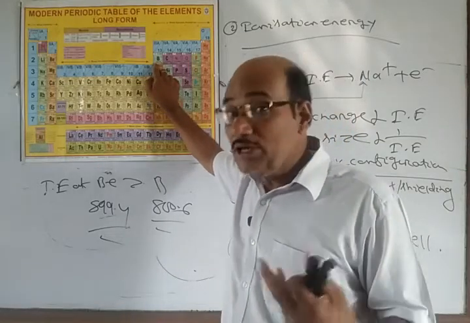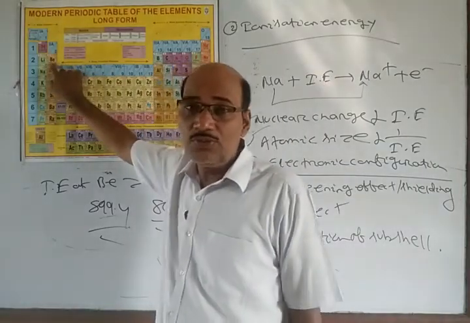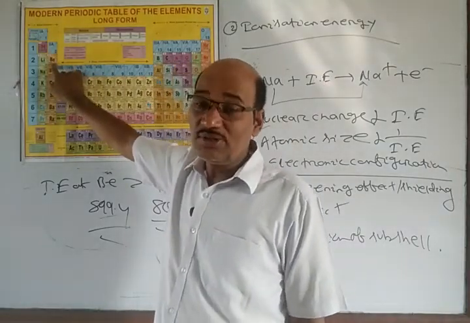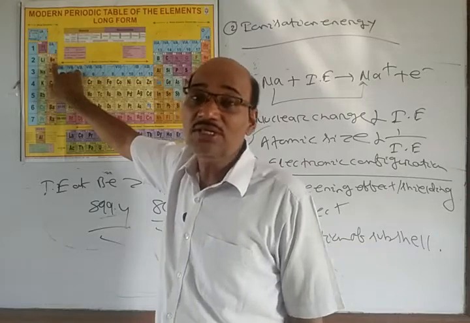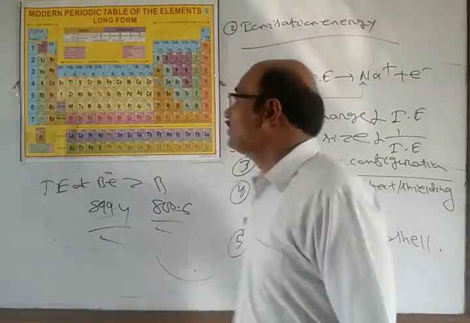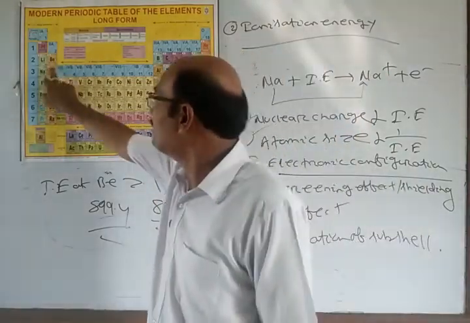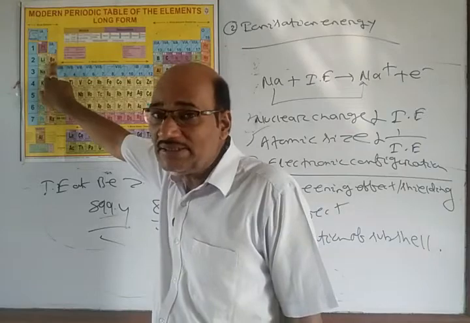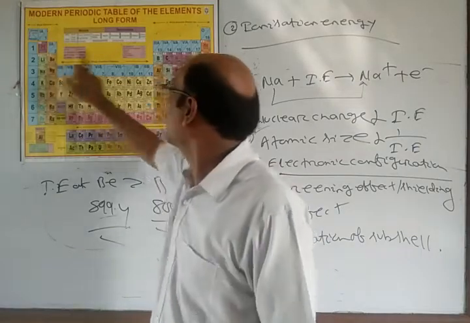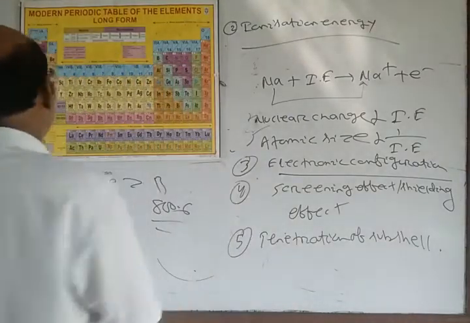Okay, so if you want to remove the electron from this beryllium, we have to spend more energy because it's a stable electron. It's having a stable electronic configuration. So due to stable electronic configuration, beryllium is having the higher ionization energy as compared to what? Boron.